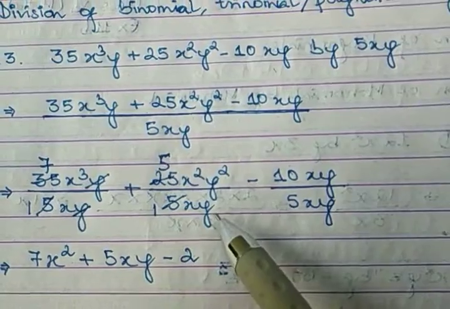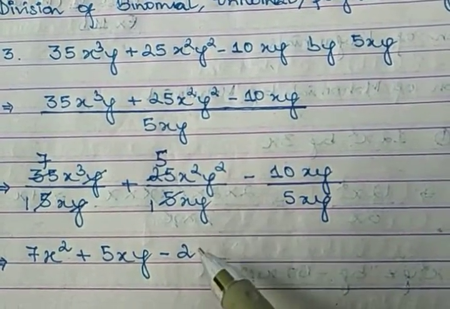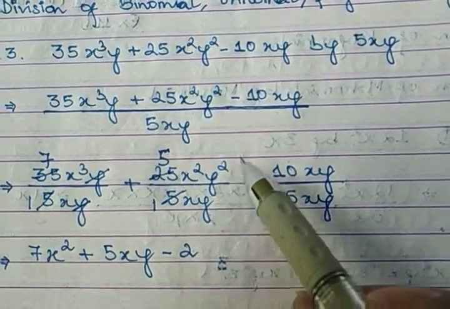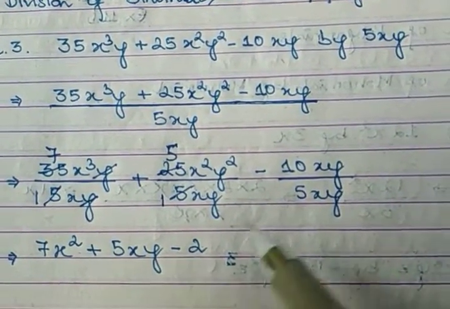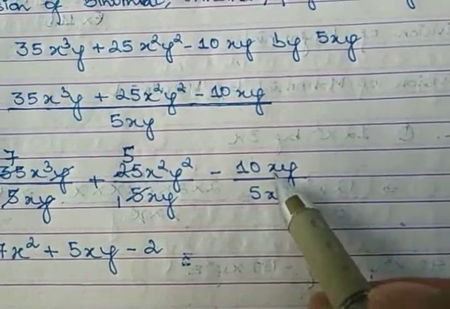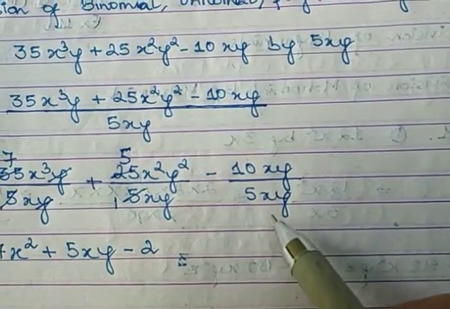Now y squared in the numerator, 2y in the numerator, 1y in the denominator. Again 1y will be left in the numerator. So that is why 5xy. Okay, and minus. So here what we have, see, minus 10xy divided by 5xy.